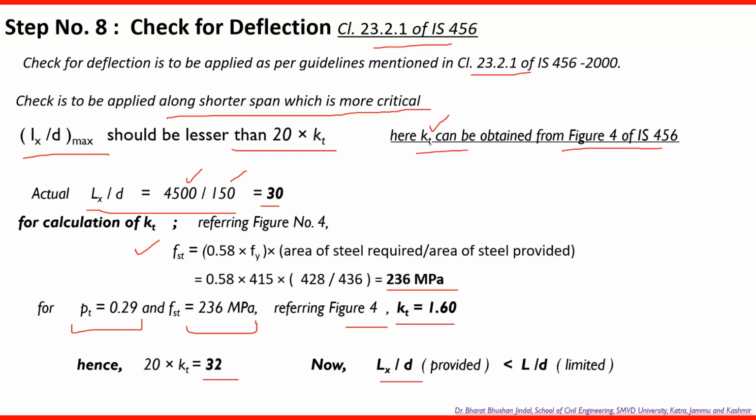And Lx by d which we have provided should be lesser than L by d limiting. So whichever we have provided, that is 30, and the limiting value is 32. So we can say this slab section which we are designing is safe in the deflection check also.